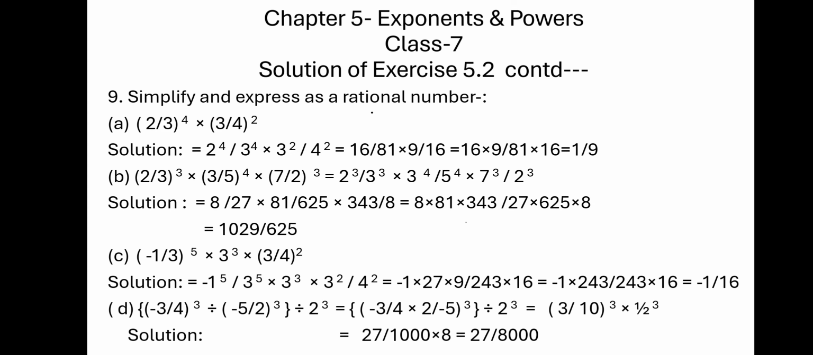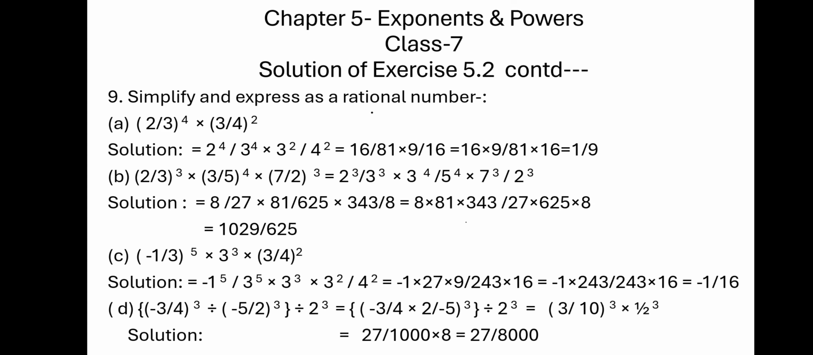Now 2 raised to the power of 4 means 16 upon 3 raised to the power of 4 means 81, and multiplied by 3 square is 9 upon 4 square is 16. So we have in the numerator 16 multiplied by 9, and in the denominator 81 multiplied by 16. So we can cancel 16 with 16 and 9 with 81 as 1 upon 9. So we have the answer 1 upon 9 as the rational number.